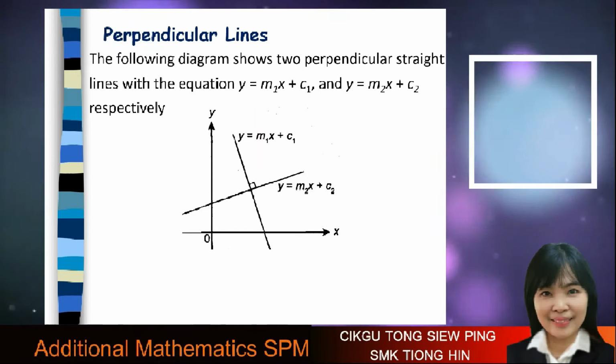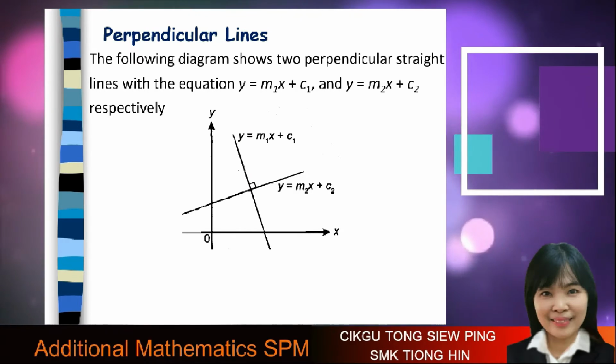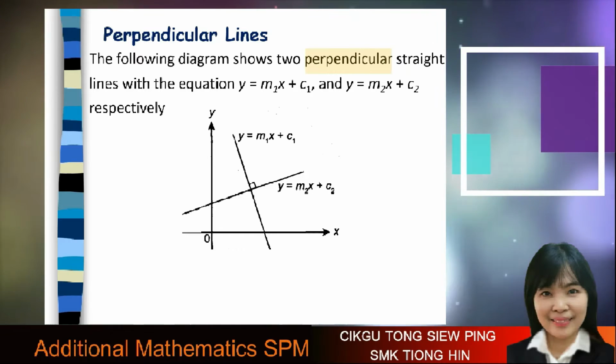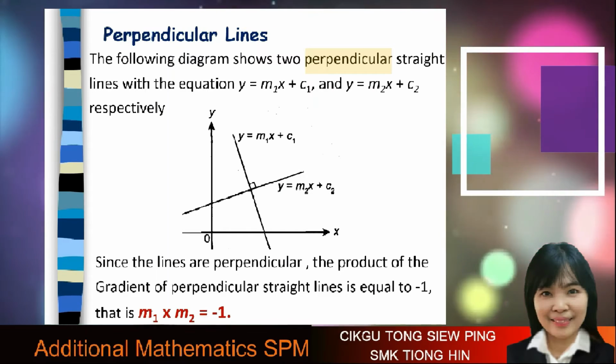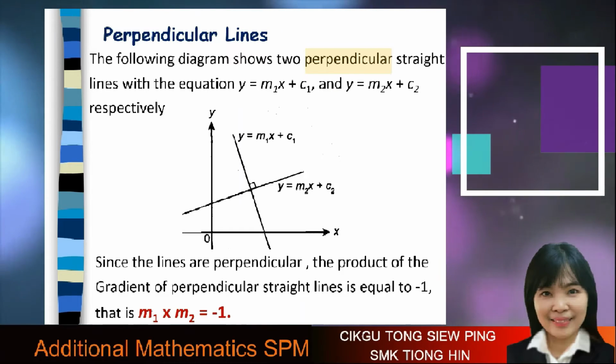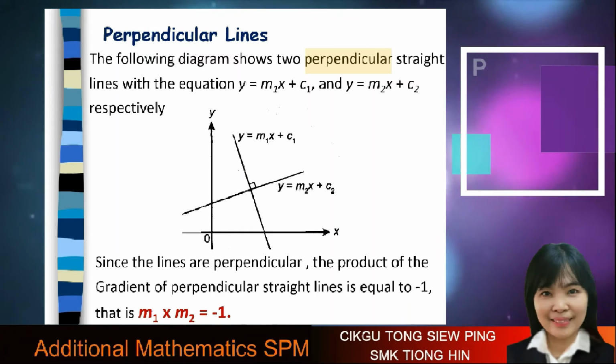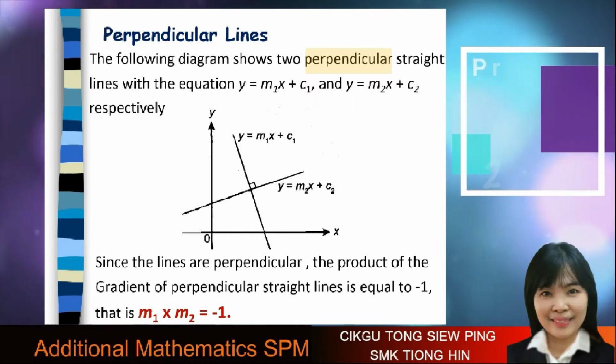Now let us look at perpendicular lines. If two lines are perpendicular, then we say the product of the gradients of the lines is equal to -1. That is, m1 multiplied with m2 is equal to -1.